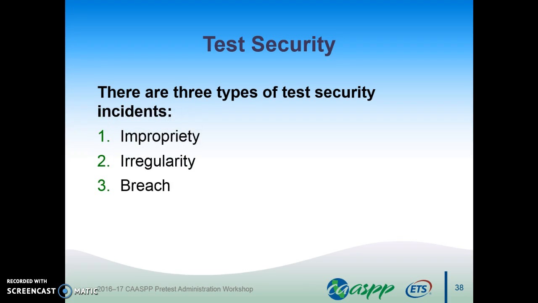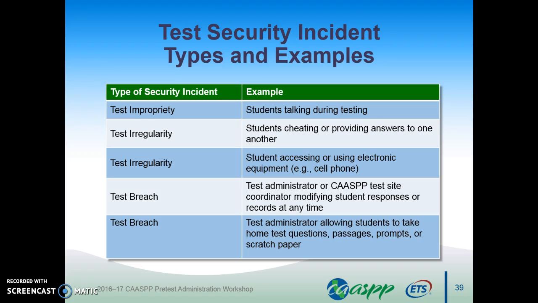Test security. There are 3 types of security breaches or incidents: impropriety, irregularity, and a breach. Here are some examples of what those look like. Impropriety is a student talking during the test. Please encourage your students not to talk, of course. Irregularity is cheating, accessing or using electronic equipment like a cell phone. And a breach is when the test coordinator or test administrator records any of their student responses or changes them, or if an administrator allows students to take home test questions, passages, prompts, or scratch paper. Of course, none of us will do that.